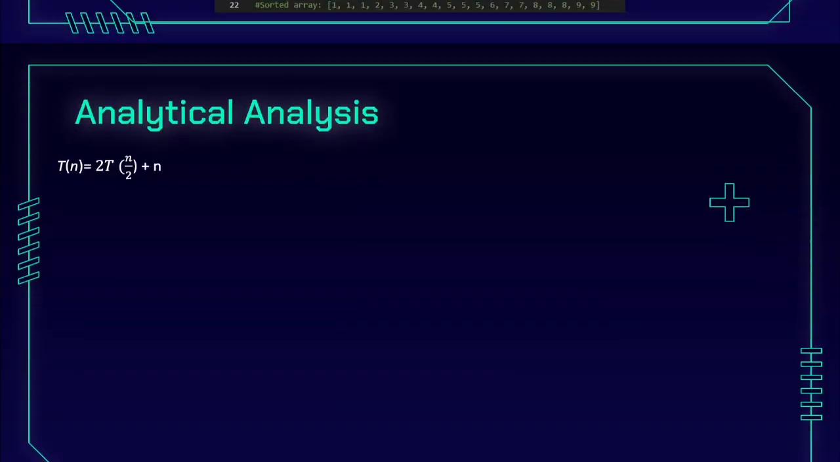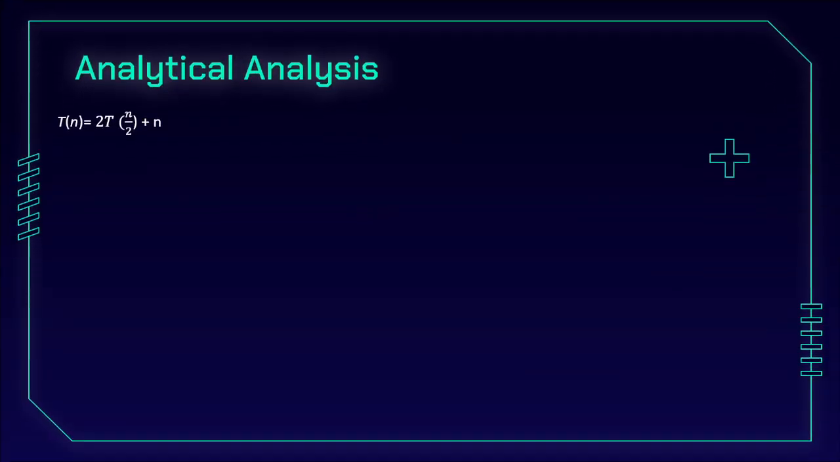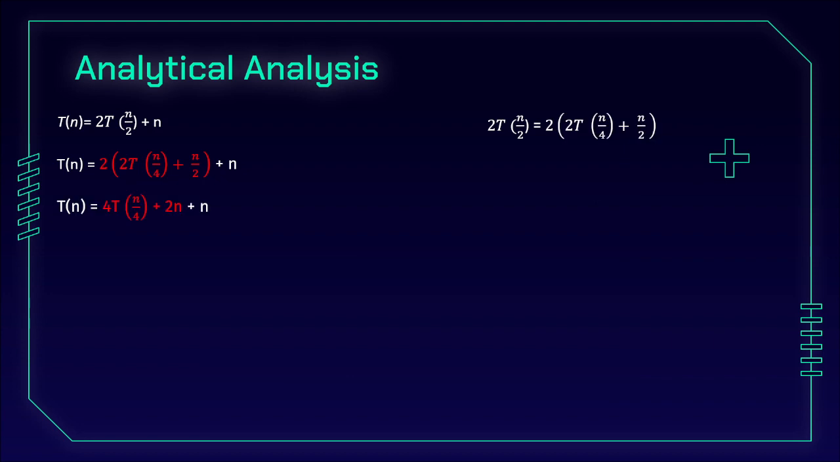Let's get into the analysis. First, we have T(n) = 2T(n/2) + n. And 2T(n/2) is equal to 2(2T(n/4) + n/2). So, T(n) is now equal to 2(2T(n/4) + n/2) + n. Let's do some simplification of the equation.